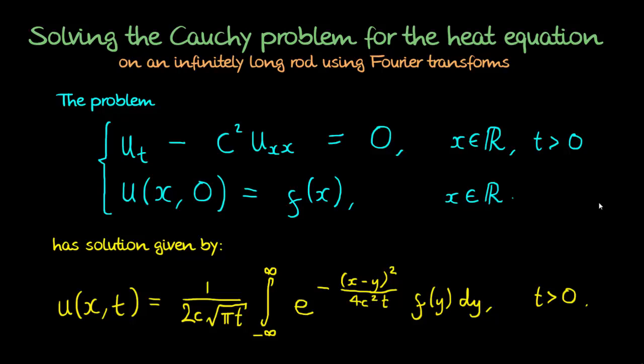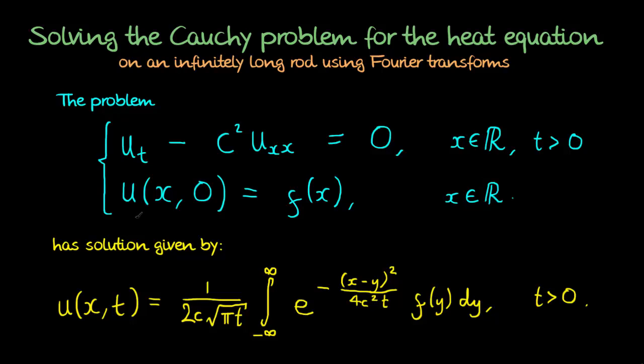In this video we're going to solve the Cauchy problem for the heat equation on an infinitely long rod, and we're going to do that using Fourier transforms. So in particular we're going to look at this problem here: the homogeneous heat equation defined for x anywhere in the real numbers, so that's the infinitely long rod, for times greater than 0, and an initial condition that says that when time is equal to 0, then u is equal to some function that we're considering to be known, which is the function f of x, defined for x anywhere in the real numbers.